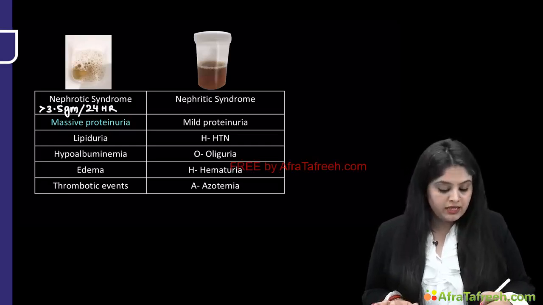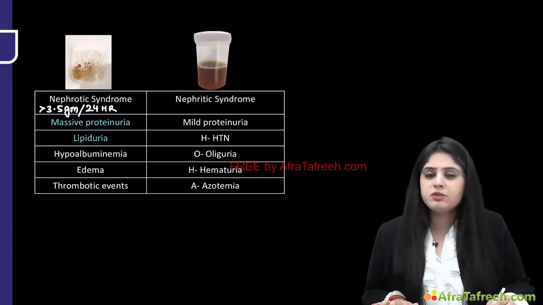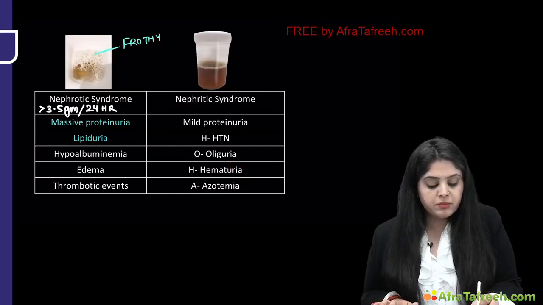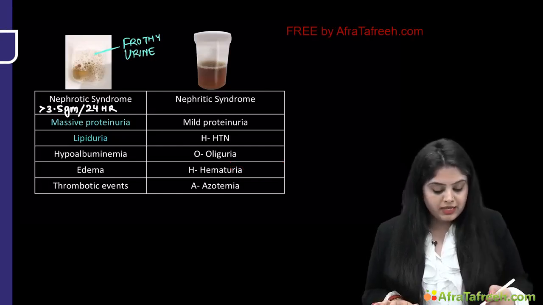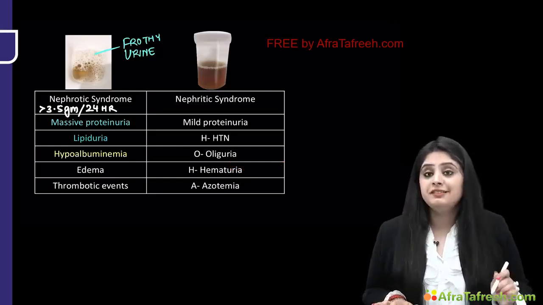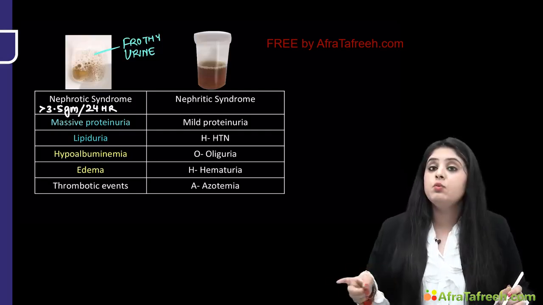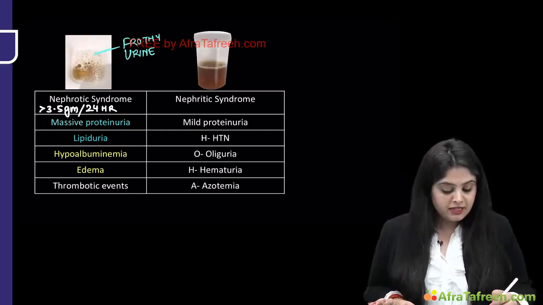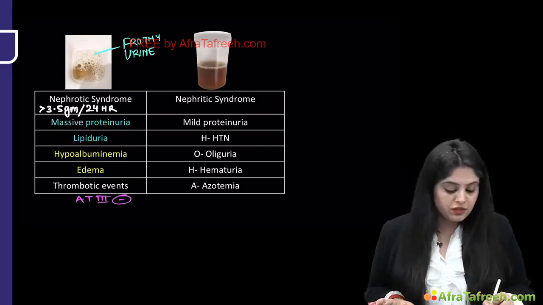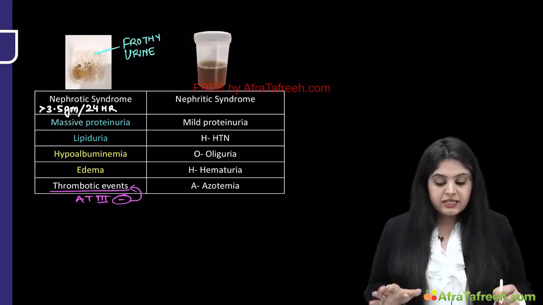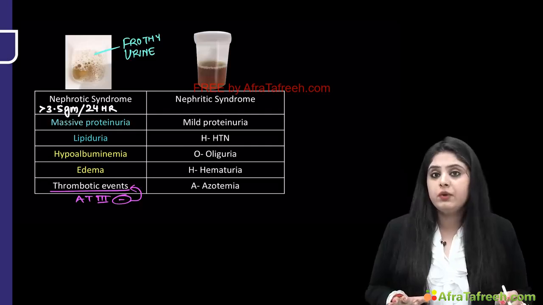Apart from that, we had lipid coming out into the urine, and because of so much protein and so much lipid coming out, the urine started getting a frothy appearance. Moving forward, when all the protein was going out into the urine, the levels of protein were becoming less in the blood, leading to edema. However, what was the most common cause of edema? It was sodium water retention, right? And finally, because antithrombin 3 is also lost, the anticoagulants are lost, as a result of which the patient can have thrombotic phenomena also.